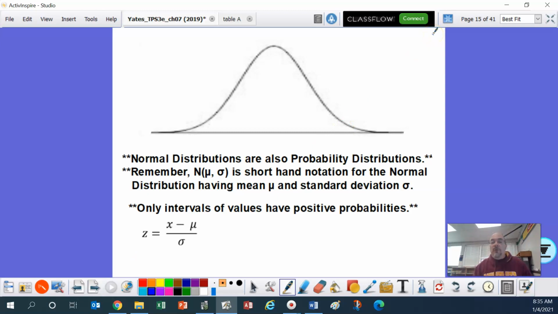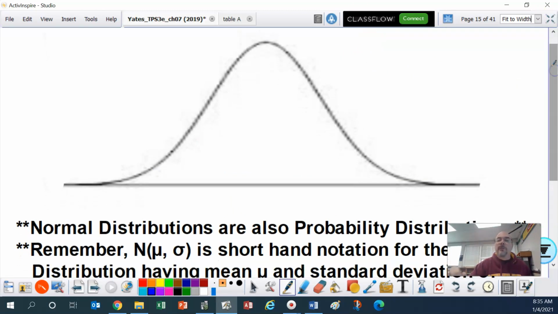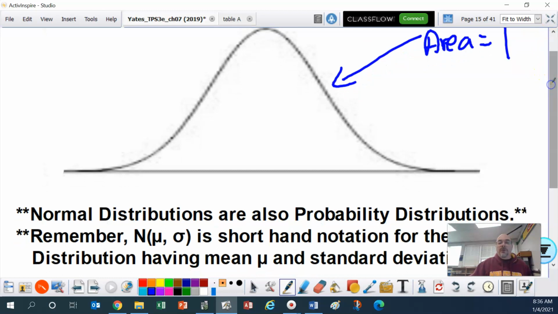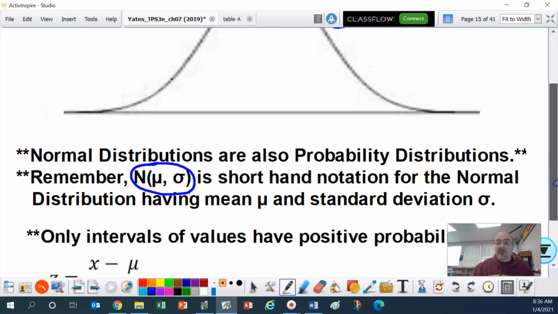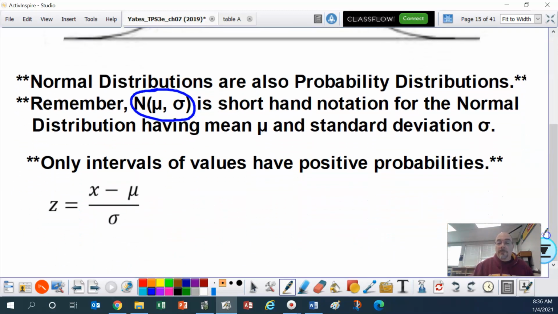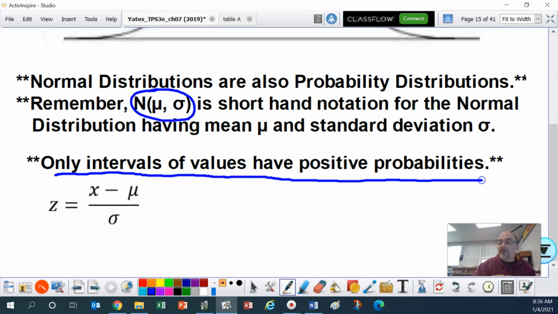Going back to chapter 2, reviewing the normal distribution and the normal density curve. All right, so we've got our normal curve. Remember, the area underneath this curve always equals 1. This is for normal distributions, which are also probability distributions. Remember this notation. The N stands for normal, the mu stands for the mean, and the sigma stands for the standard deviation. Having a mean mu and a standard deviation of sigma. Also remember, only interval values have positive probabilities.